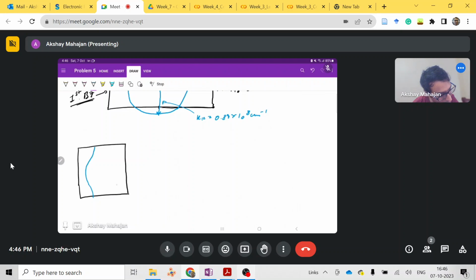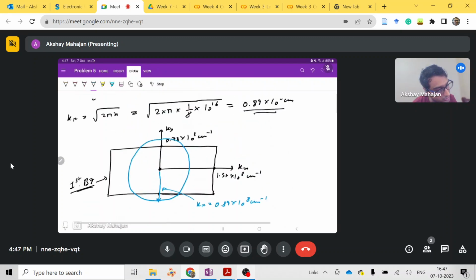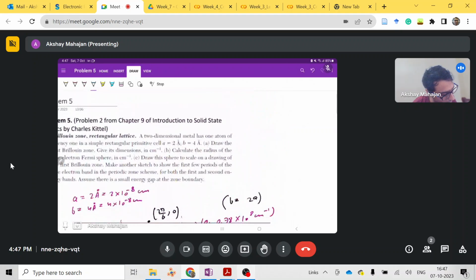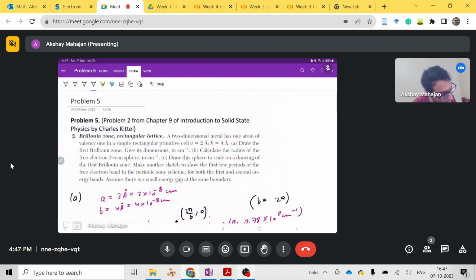We will have a circle, but then some part will be like this. Okay, so this is the kind of stuff that we are going to get for our first band. And then I guess we have to repeat it. We have to use the periodic zone scheme as well.